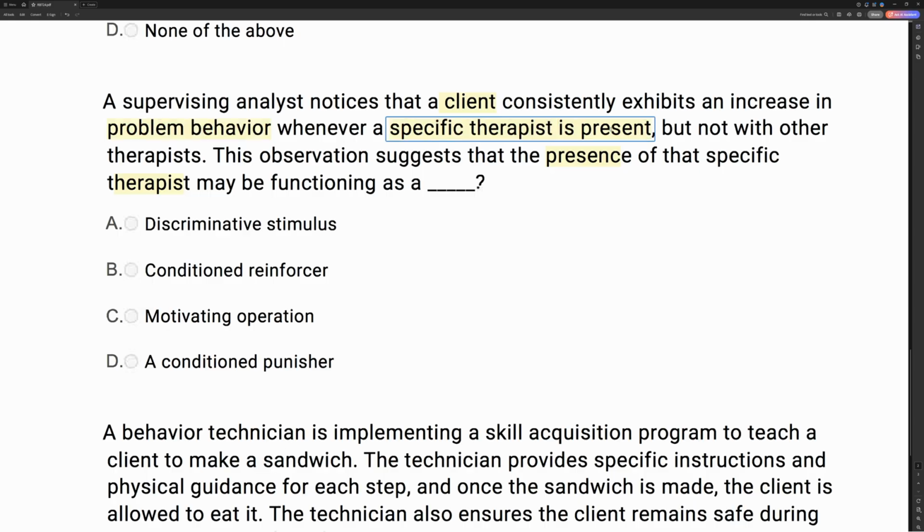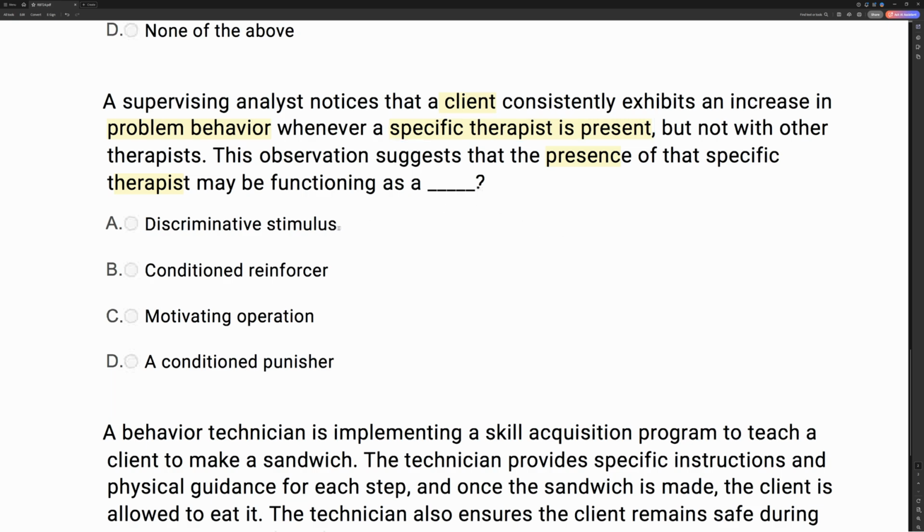So immediately, we have to think about stimulus control. Stimulus control occurs when a behavior, the frequency or the amount of behavior, changes in the presence of a stimulus. In this case, problem behavior gets worse. Now, why might that be? Well, if that therapist in the past has reinforced that behavior, then that therapist has become what? They've become a discriminative stimulus. They could possibly be signaling the availability of reinforcement. And so A seems like a pretty good answer.